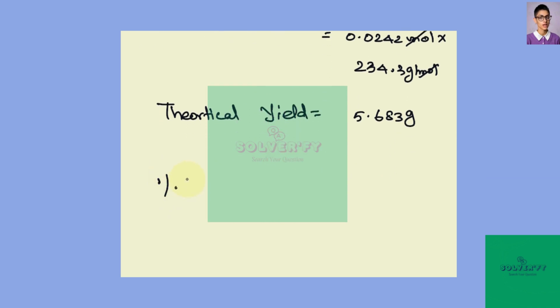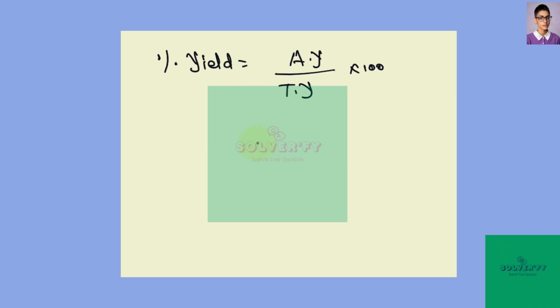Now we are asked to calculate the percentage yield. So the percentage yield formula is actual yield divided by theoretical yield into 100. Putting the values, we have 1.622 gram divided by 5.683 gram into 100. So from this, percentage yield is equal to 28.53 percent.